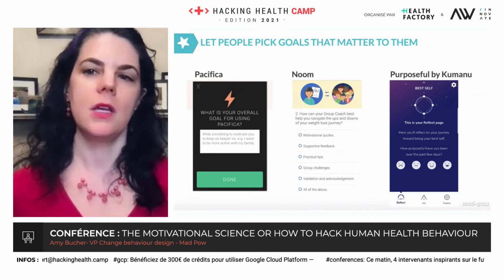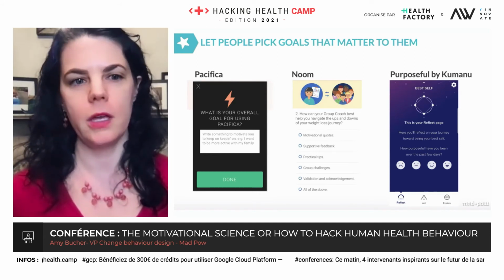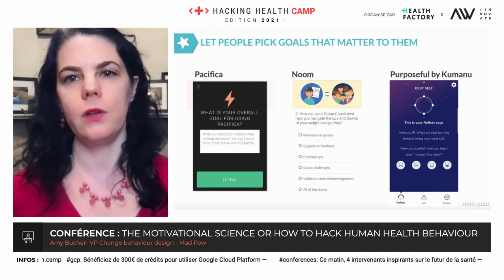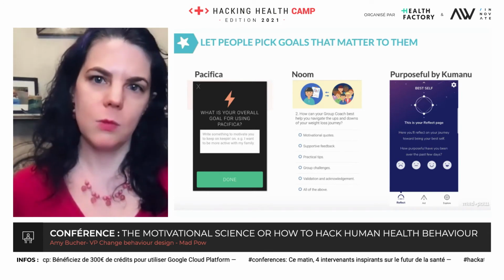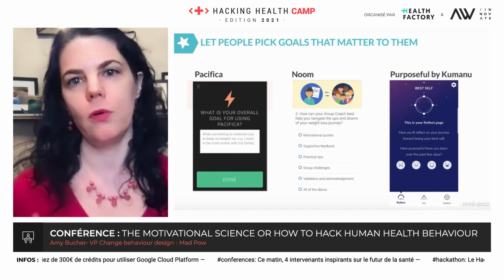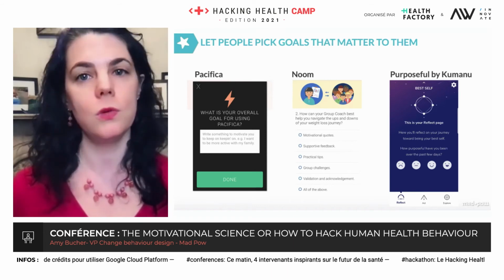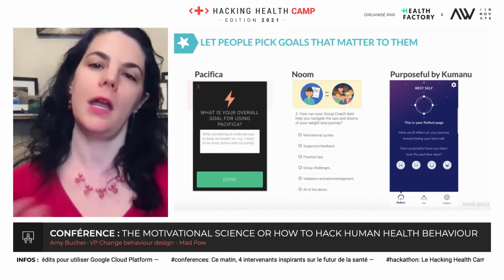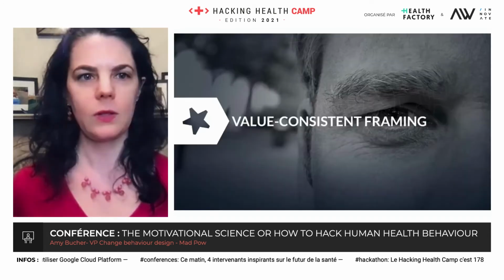These are 3 examples of digital health programs that do a nice job with this. So Pacifica is one for mindfulness and mental well-being. Noom is for weight management. And Kumanu is actually a companion app for other programs. So it doesn't have a specific health behavior, but you can use it alongside another app, and it helps you think about your values as you make day-to-day decisions.